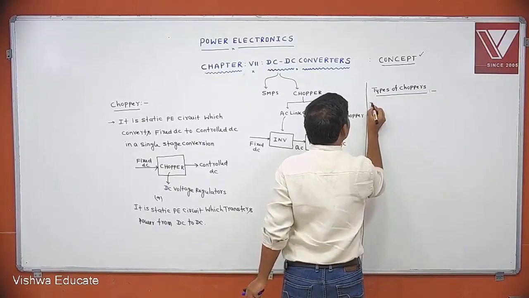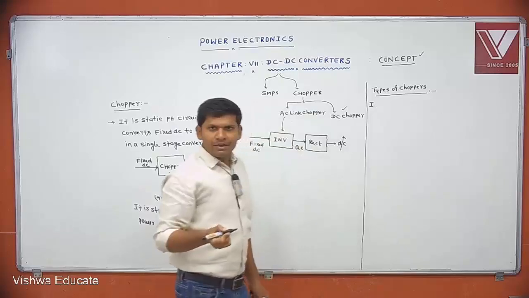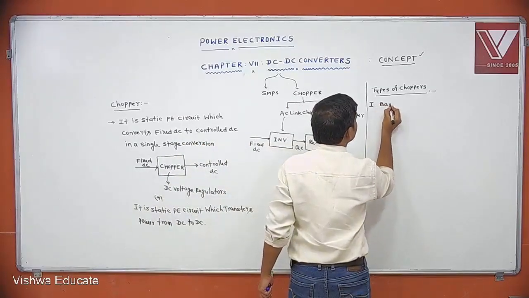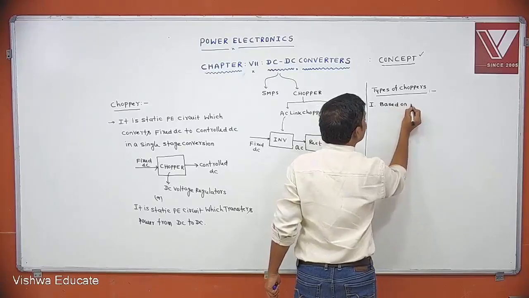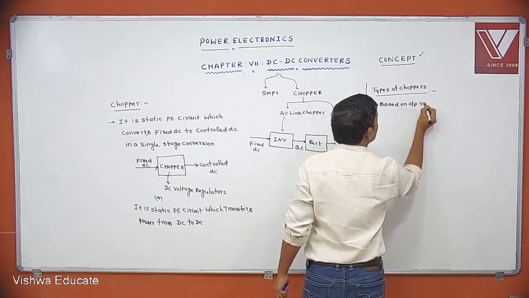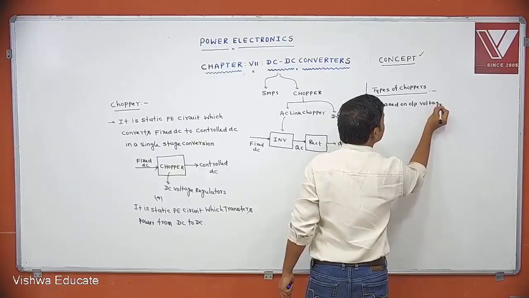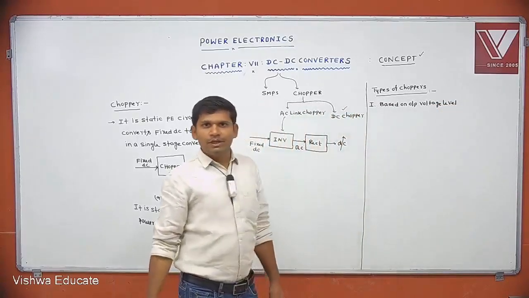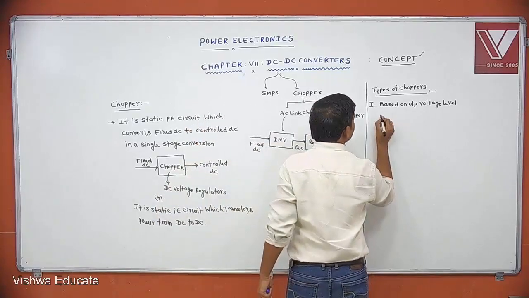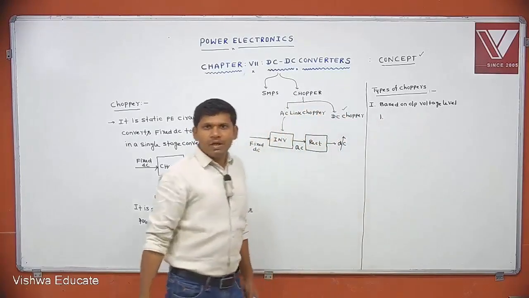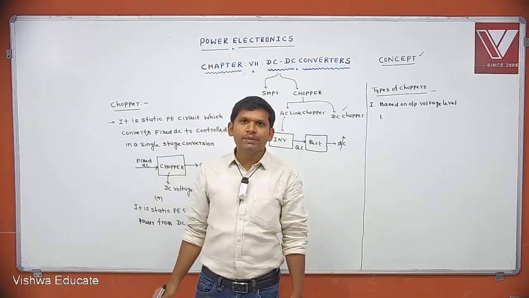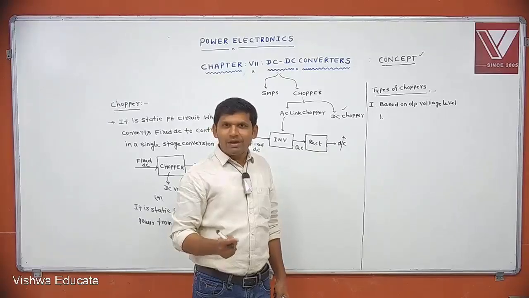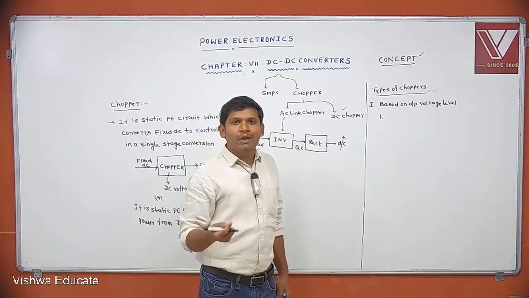The first classification is based on output voltage level. The choppers are classified into, what are the types of choppers based on the output voltage level? One is step down chopper, or it is also called buck regulator.